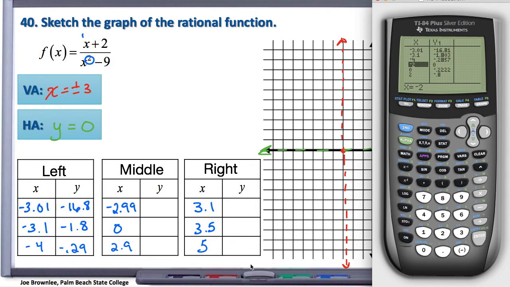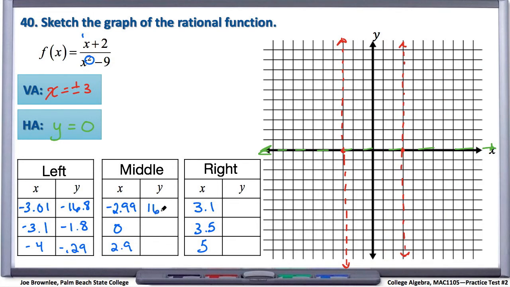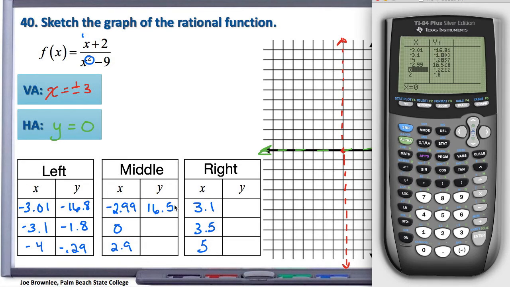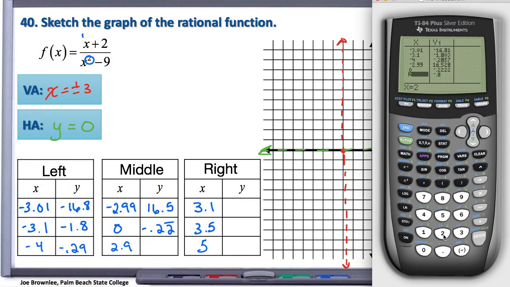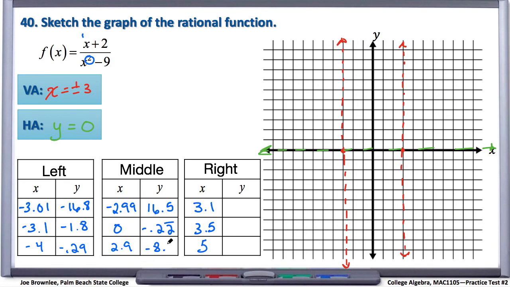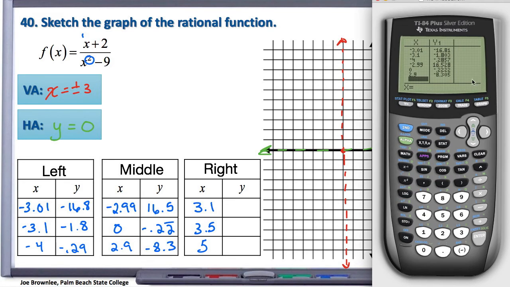So let's see what negative 2.99 gives us. 16.5. Let's see what 0 gives us. Oh, it's already in there. Negative 0.22 repeating. And lastly, let's see what 2.9 gives us. Negative 8.3.